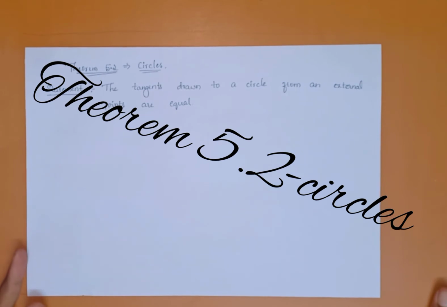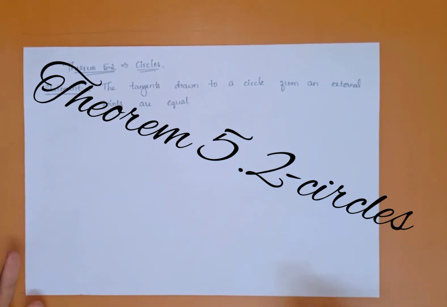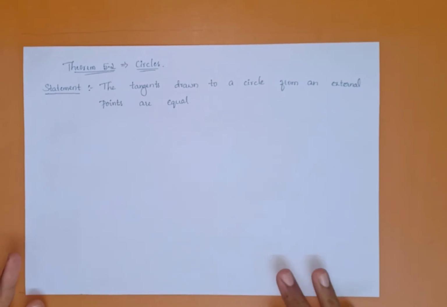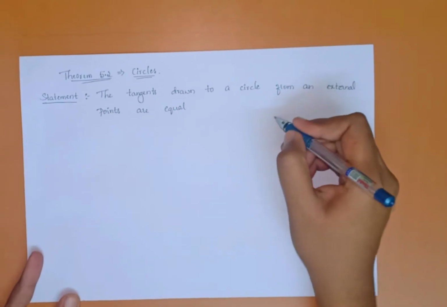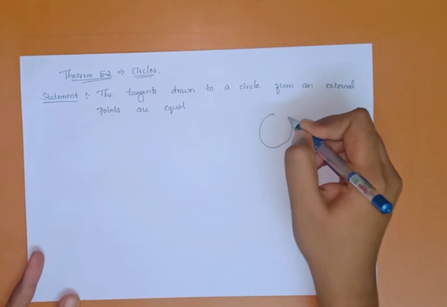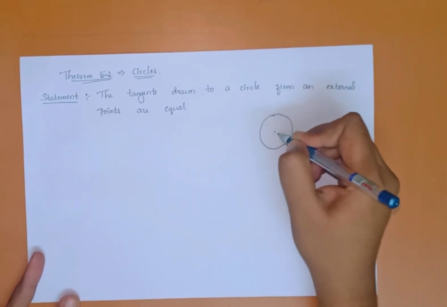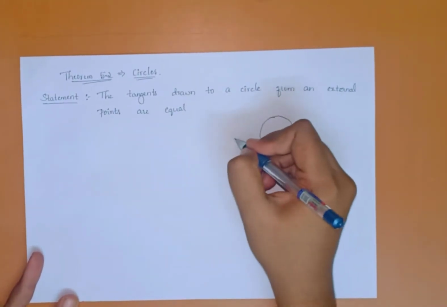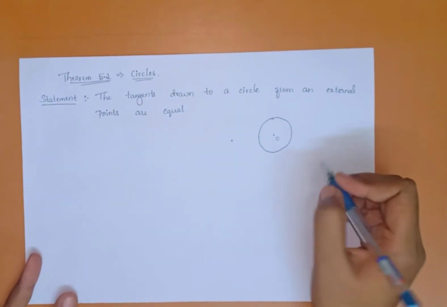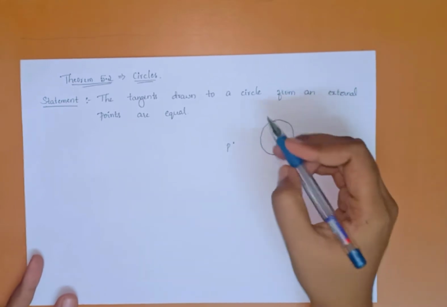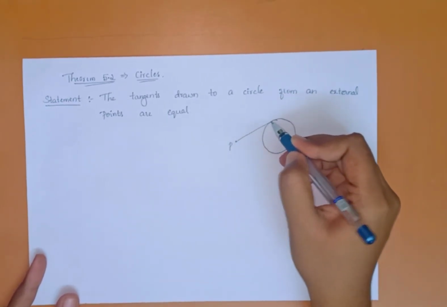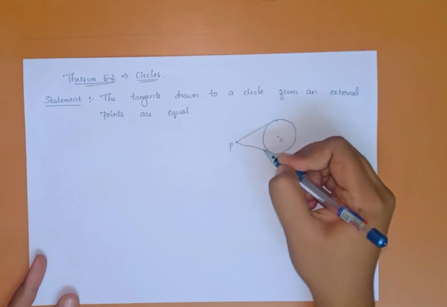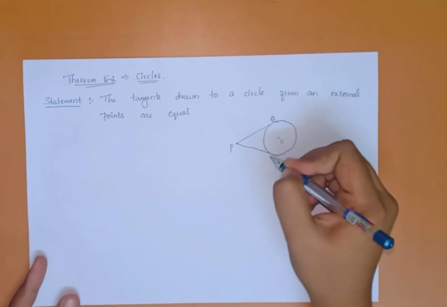Today we are going to learn the theorem for circles. Theorem 5.2. The statement is: the tangents drawn to a circle from an external point are equal. For this, first we need to draw a circle with center O, and this is an external point, a point lying outside the circle. I'll mark that as P, and it's touching the circle, which means it's forming tangents. This is one tangent, this is another one. I'll mark this as Q and this is R.